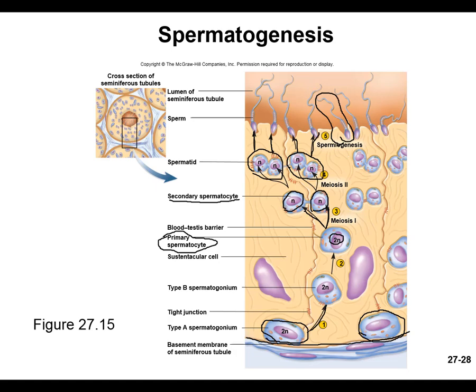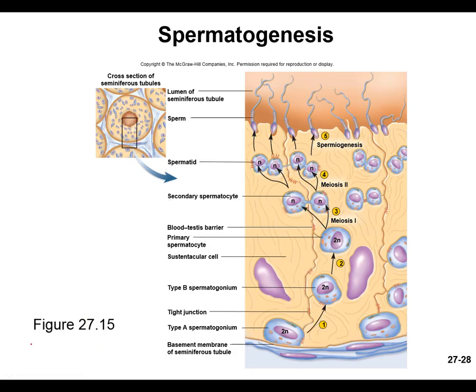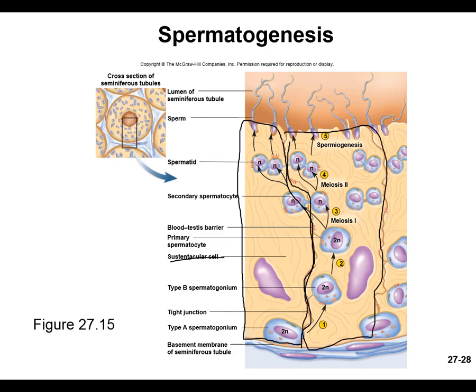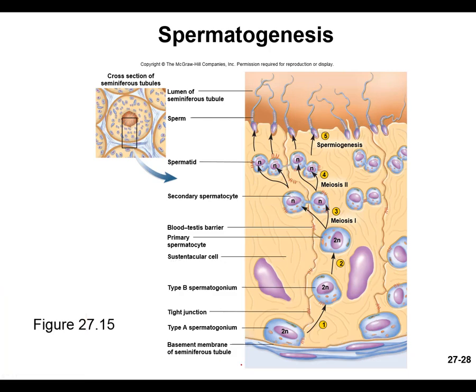Now, the other thing I want to mention throughout this process is something called the blood-testes barrier. We can actually see this here. If you look at this whole thing, this is showing a sustentacular cell. Here's another sustentacular cell. What's important about these is they have tight junctions in between them. So that's what this represents. These little tight junctions are forming the blood-testes barrier.